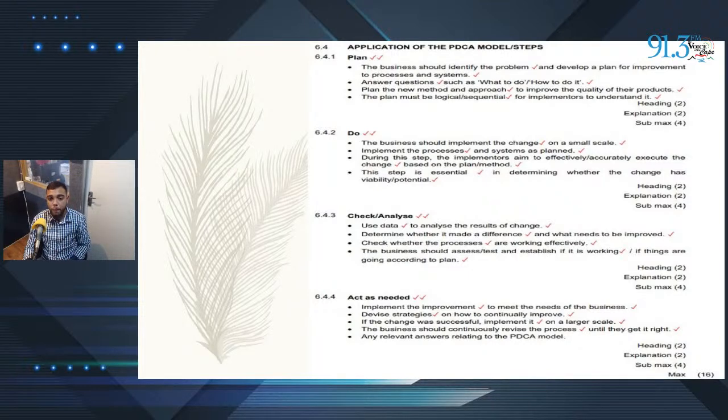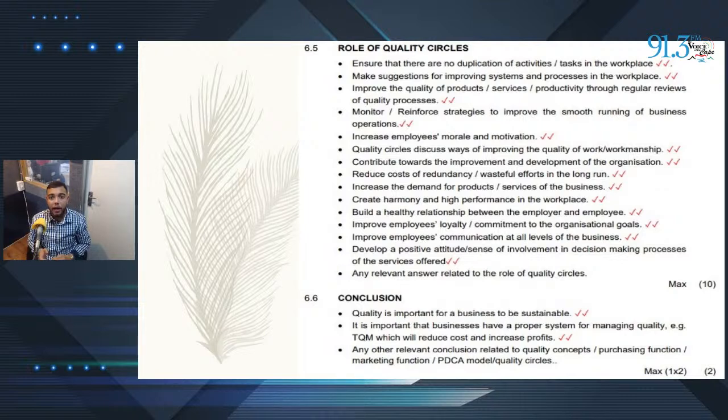The last one, we were going to advise the role of the quality circles. We need 4 bullets here. It is to ensure that there is no duplication of activities and tasks in the workplace. Make suggestions for improving systems and processes in the workplace. Improve the quality of products through regular reviews of quality processes, and then monitor strategies to improve the smooth running of business operations. They are your 4 marks.